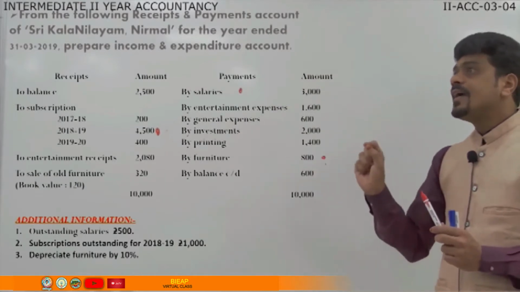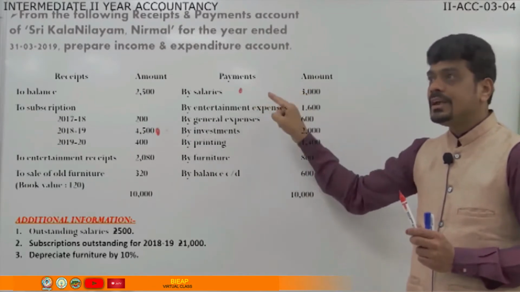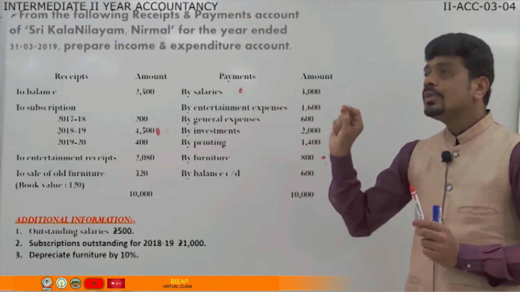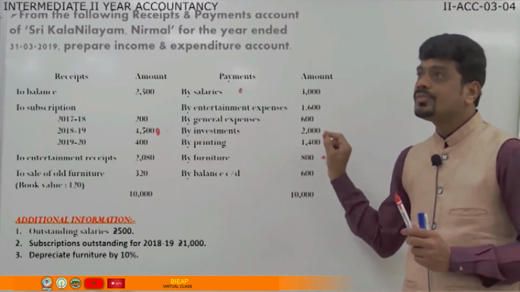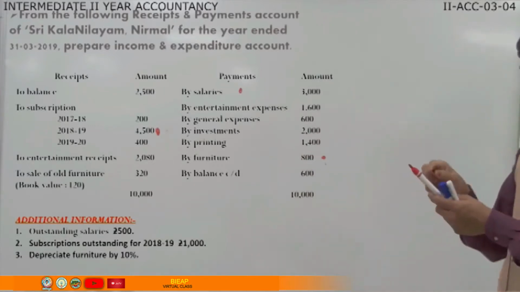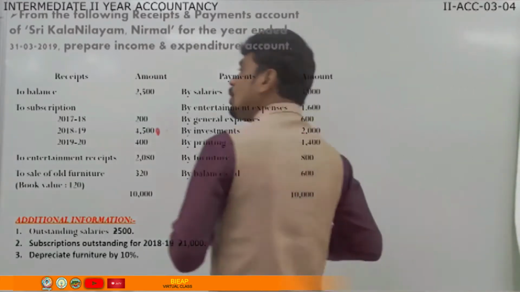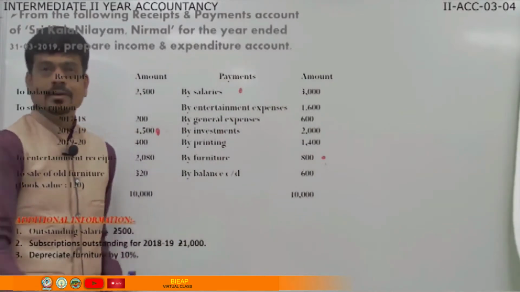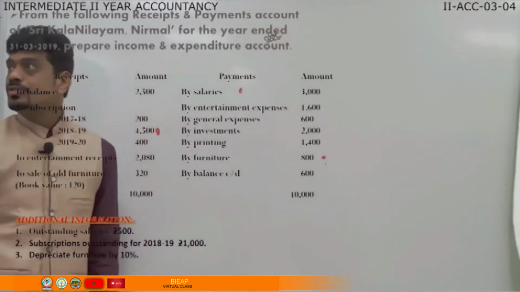Now, identifying the year. Which year they told? 31st March 2019. Means the current year is starting 2018 to 2019. So, how to do the solution now? First thing, again, you are going to write the solution. Look on the blackboard now. We have marked already the adjustments. So, here we'll write solution.